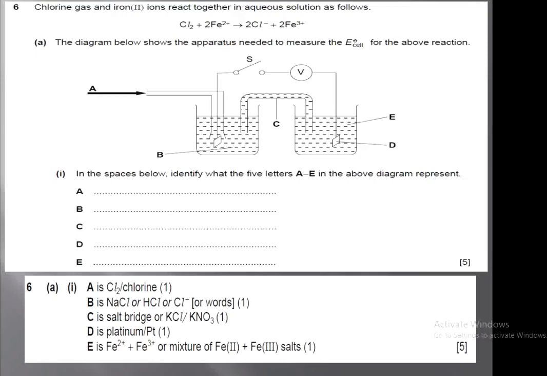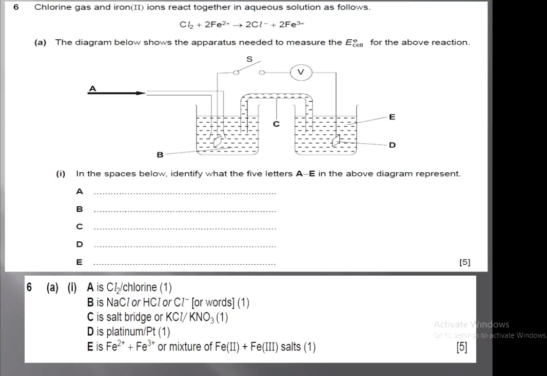While in part B, this is the solution of the chlorine gas ions, that is, either chloride ions or a solution of chloride ions in the form of NaCl or HCl solution. For part C, this is a U-tube that is drawn here, which represents a salt bridge, and it contains potassium nitrate and potassium chloride.